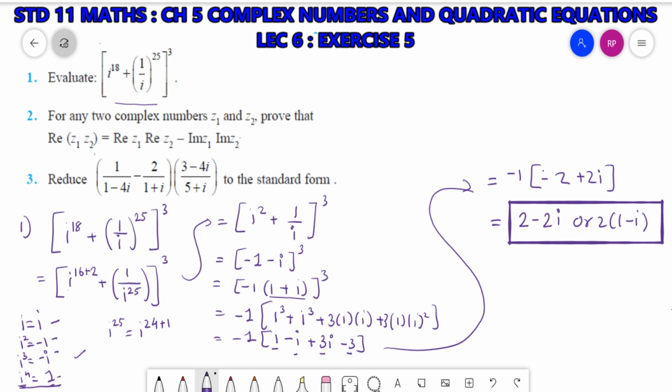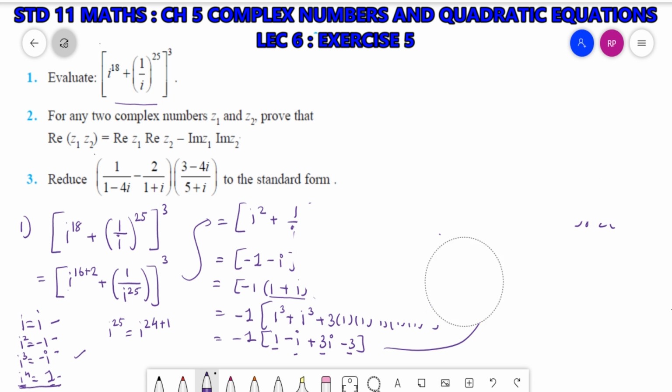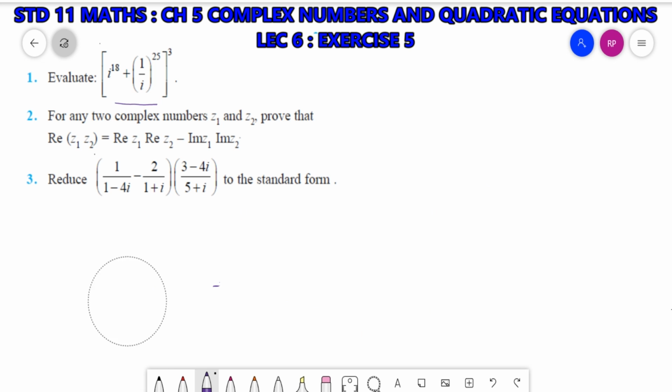Now let's move to the second question. Question number 2. For any two complex numbers Z1 and Z2, prove that the real part of Z1 Z2 is equal to the real part of Z1 into the real part of Z2 minus the imaginary part of Z1 into the imaginary part of Z2. So let's take Z1 equal to a plus bi, or let's say a1 plus b1 i, and Z2 equal to a2 plus b2 i.